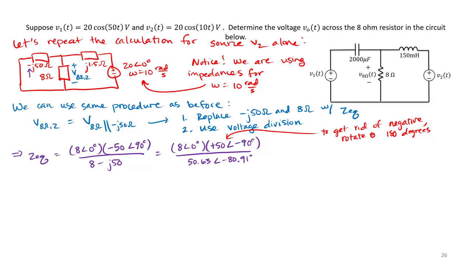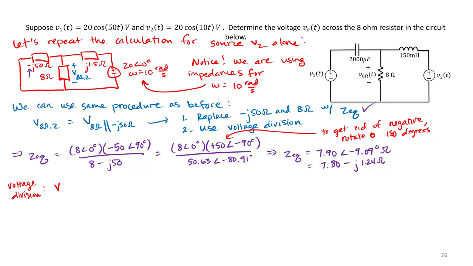If I go ahead and do this math, I will determine that my Z equivalent will be equal to 7.90 angle negative 9.09 degrees, or in rectangular form, 7.80 minus J1.24 ohms. So we found our Z equivalent value, and the last step is to do voltage division.